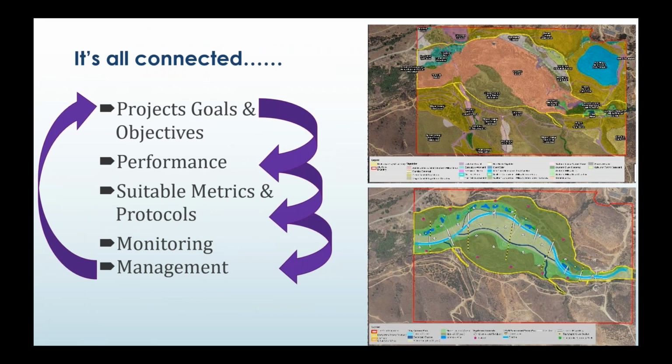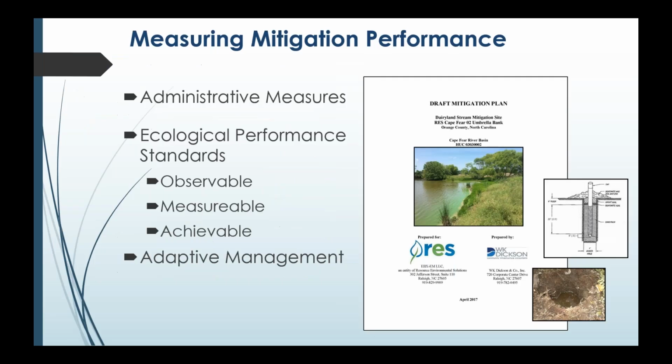One component is the project goals and objectives in a mitigation plan, but those lead to performance measures and ecological performance standards, which is what we're going to focus on later. Those performance standards give rise to suitable metrics and protocols, so methods and tools, functional and conditional assessments, and all of those approaches, as well as the monitoring program: how often you monitor, what level of detail of the data you need to collect. It's sort of this chain reaction. And then management, of course, follows that same trajectory.